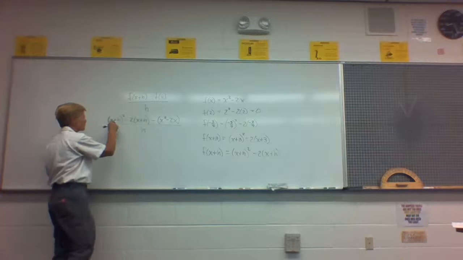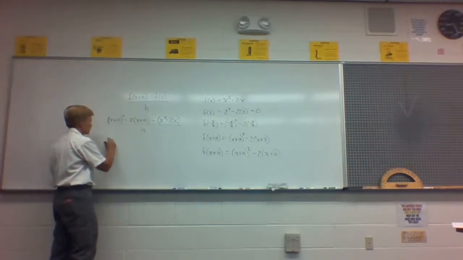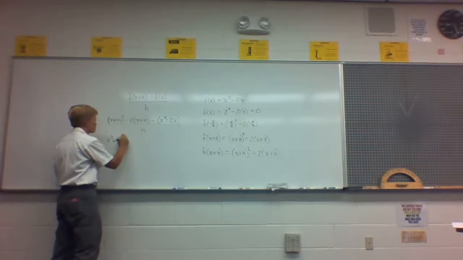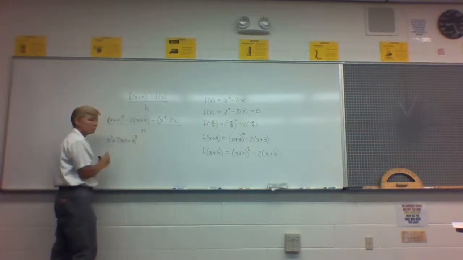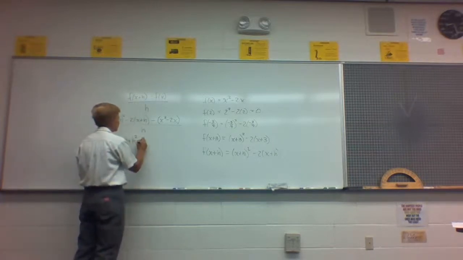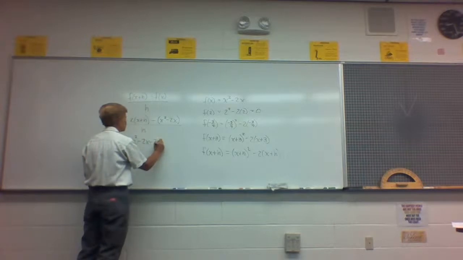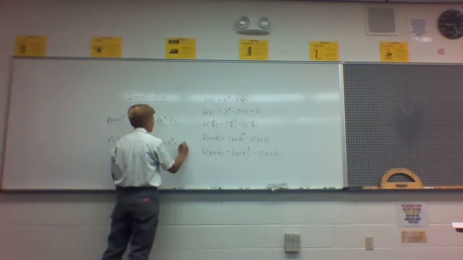So here we go. Y'all remember how to FOIL a binomial? X squared plus 2xh plus h squared. Yeah? Y'all remember that? You better. Now we distribute the negative 2. Minus 2x minus 2h. Now we distribute the negative. Minus x squared plus 2x.